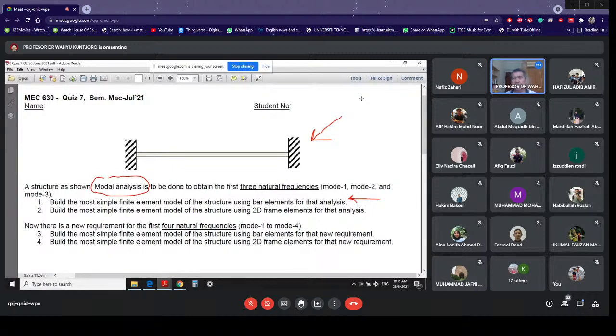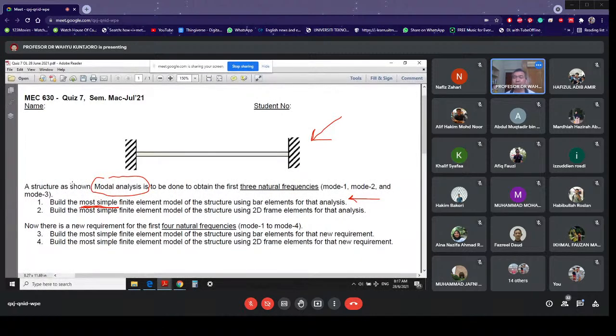So question number one is very simple. No calculation is actually needed. You have to do finite element modeling for this structure using bar elements that will let you extract three natural frequencies, 1, 2, and 3. Of course, we are talking about how many degrees of freedom you need to provide. For bar modeling, you have to do the most simple. If your answer is not the most simple finite element model, then you are wrong. Most simple meaning the lowest number of elements and nodes. So that's question number one.